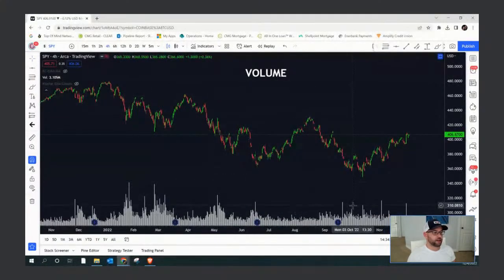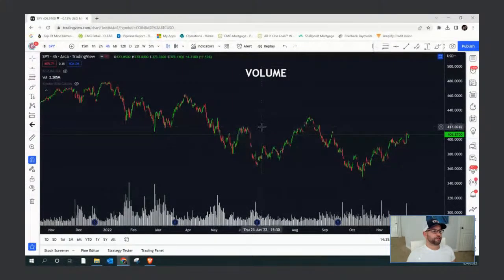But let's look at some volume. So we can see right here, we had this uptrend all throughout here. But look at the volume. The biggest volume was at the bottom right here. And then as price goes up, the volume's declining. So that tells you that that's a pretty weak move to the upside.